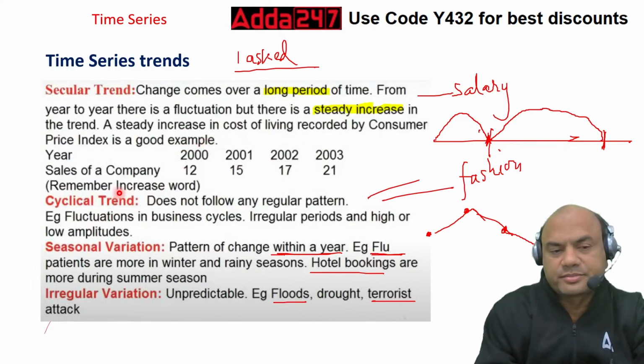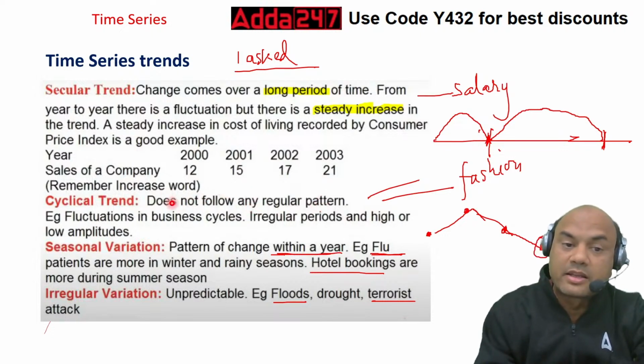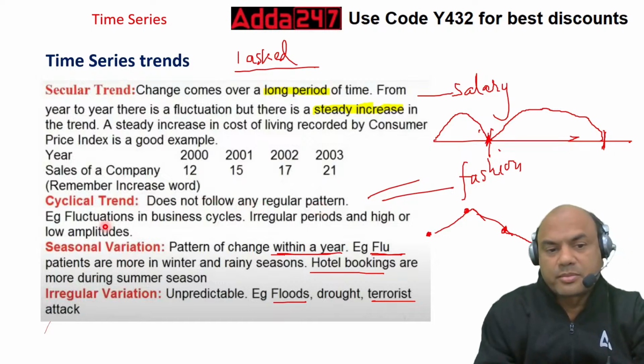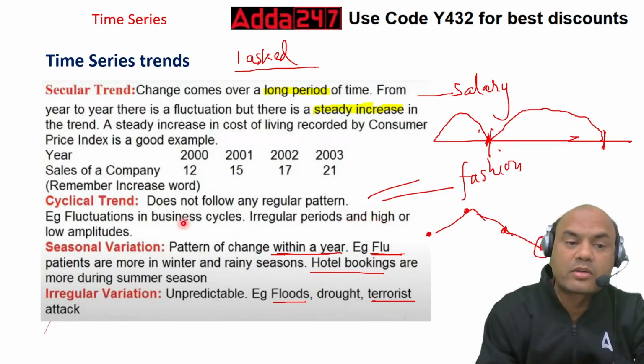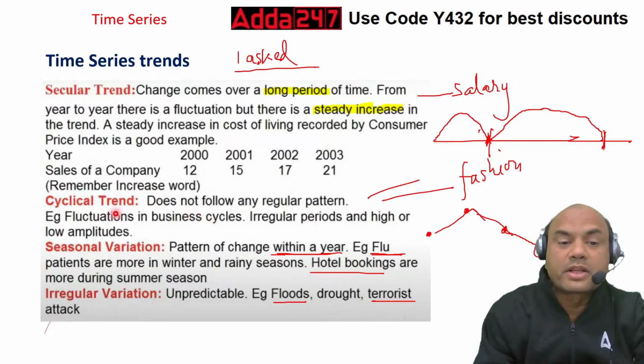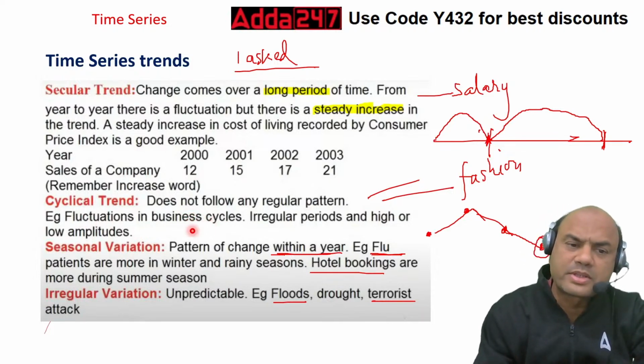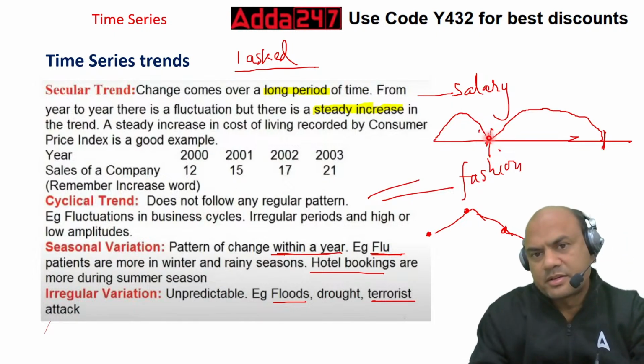Cyclical trend. So it does not follow any regular pattern. What do you mean by does not follow any regular pattern? See here, fluctuations in the business cycle, irregular periods and high or low amplitudes. So fluctuations in the business cycle means what? What is fluctuations? See this.